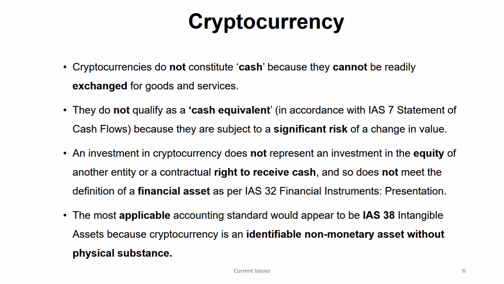Why can we take it as an intangible asset? Because it is an identifiable non-monetary asset. Correct, right? It's a non-monetary asset and you cannot touch it also. No physical substance, it is virtual currency. So IAS 38 looks somewhat okay.